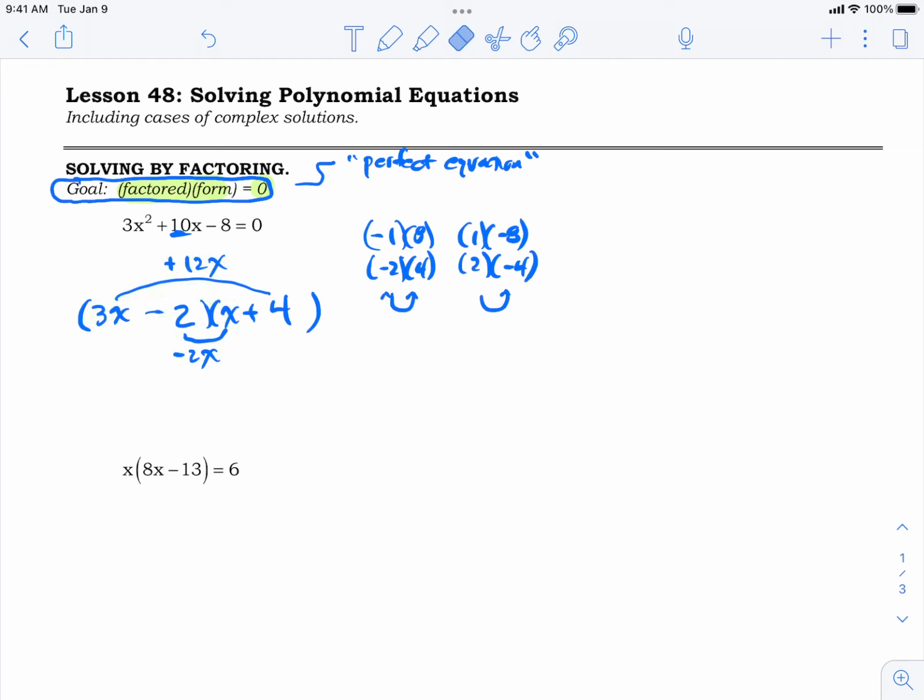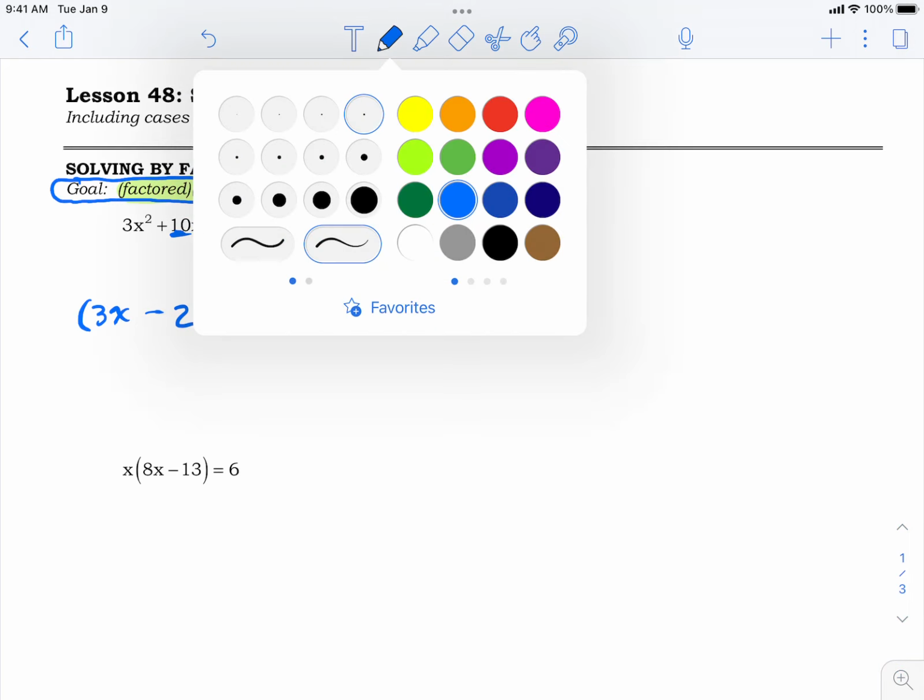So let me get these out of the way now. Okay. So this, I can now say equals 0. Let's divvy that stuff up. There's my equation in perfect form. It's a perfect equation. It's factored on the left. It equals 0 on the right. Now here's why it's nice to have it factored. New color.